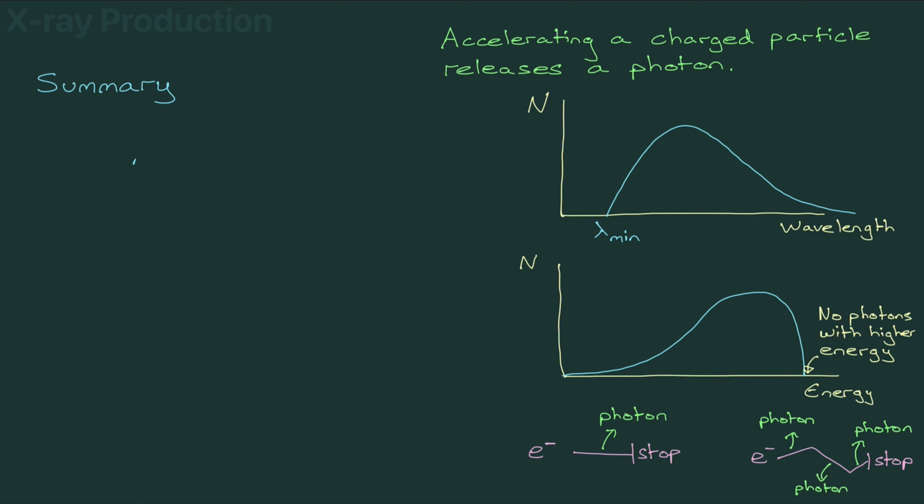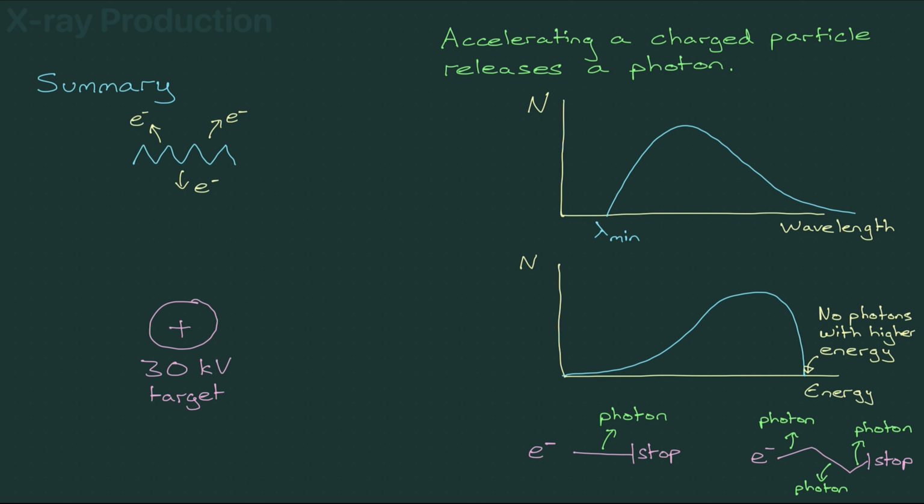So in summary, we have heated up a wire to release electrons, then accelerated them through around 30,000 volts towards a target. As they approach or hit the anode, they decelerate and release photons with a range of wavelengths from this minimum here to a long tail.